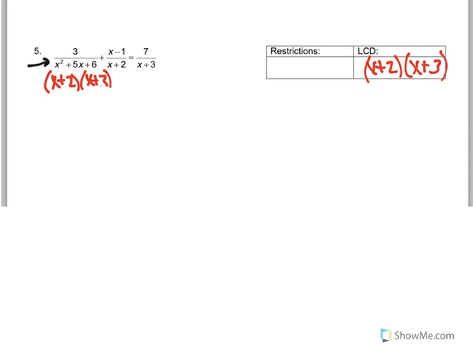So as far as restrictions, we're going to use that to get my restrictions. So I'm going to set x plus 2 equal to 0 and x plus 3 equal to 0. And I get x cannot equal negative 2 and x cannot equal negative 3.